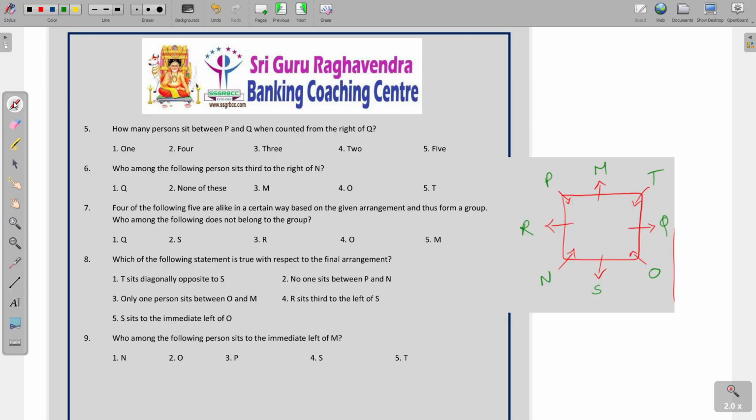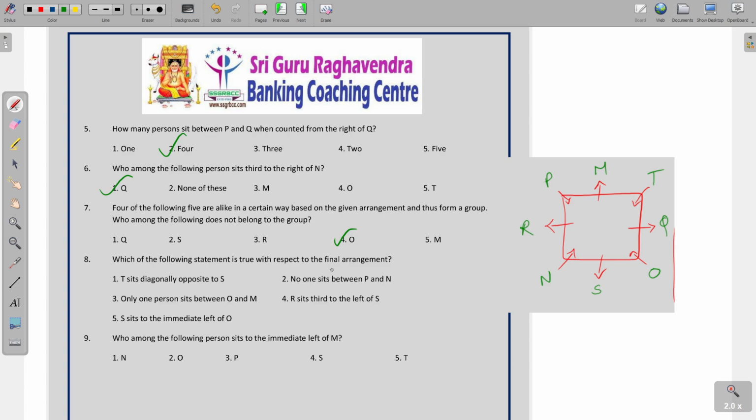How many persons sit between P and Q when counted from the right of Q? So P here and Q, and to the right of Q 1, 2, 3, 4. 4 persons are there. Who among the following persons sits third to the right of N? Third to the right of N, 1, 2, 3. Q is that one. And we need to find which of the following does not belong to the group: Q, S, R, O, M. Except O, the remaining persons are all sitting in the middle of the table.